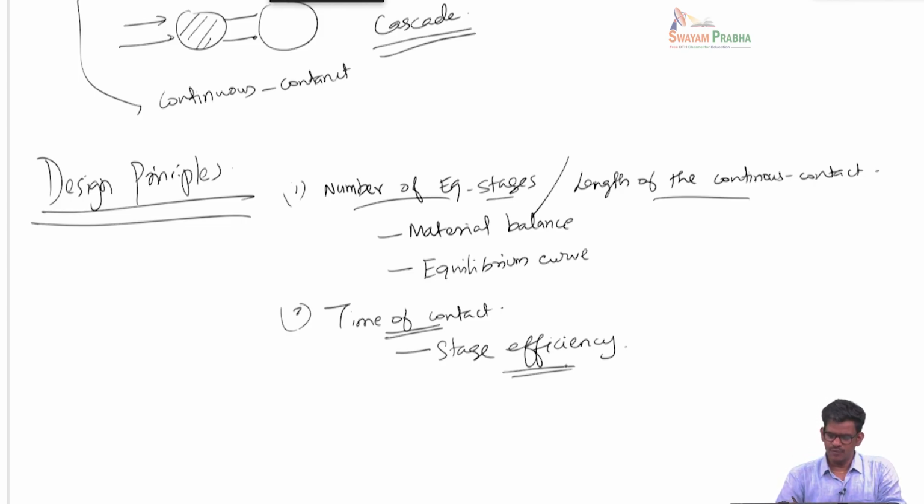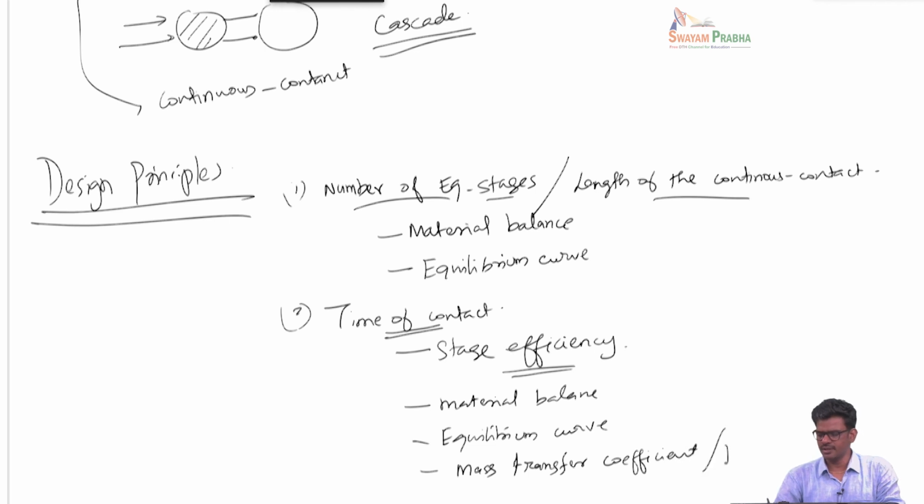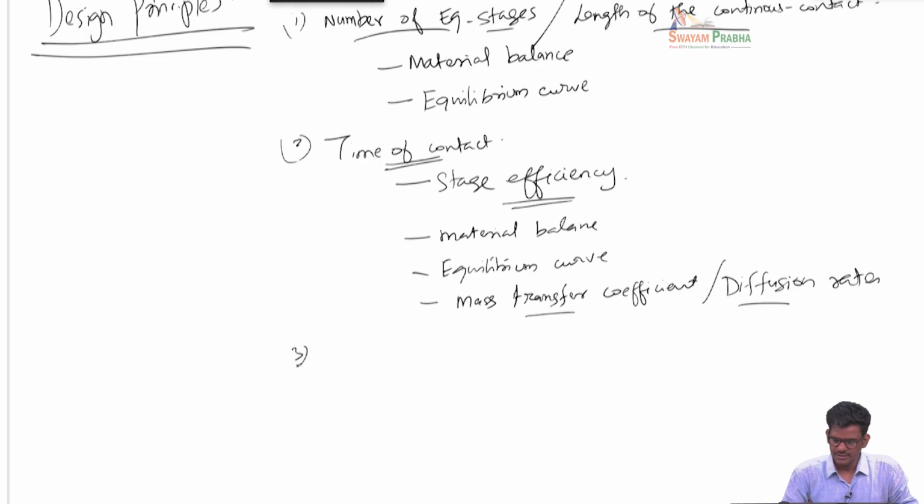For this, along with the material balance and equilibrium curve, we will also need the mass transfer coefficients, or in other words, the diffusion rates. The stage efficiency, or the contact time required, is related to the mass transfer coefficient, or the diffusion rates. And the third thing is permissible flow rates.